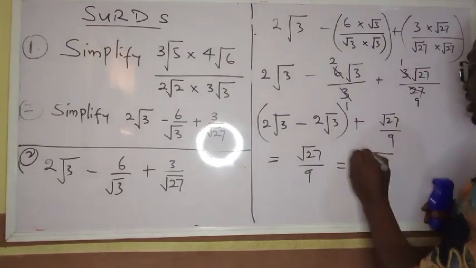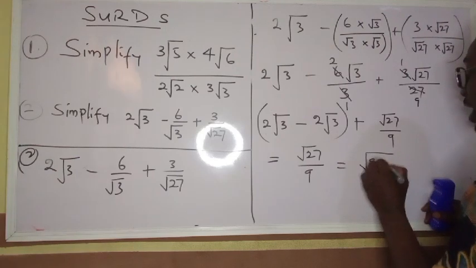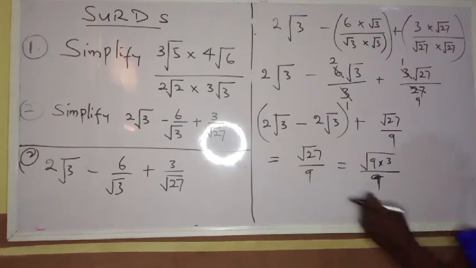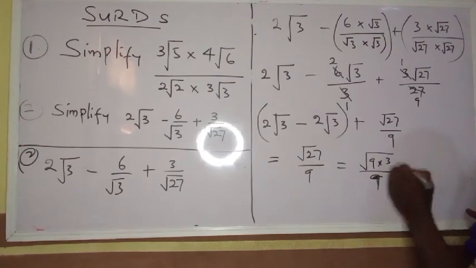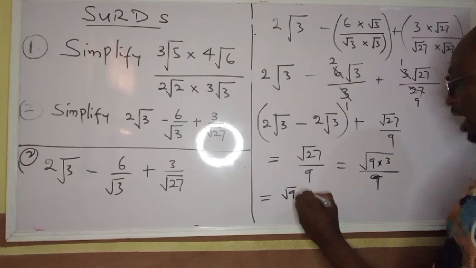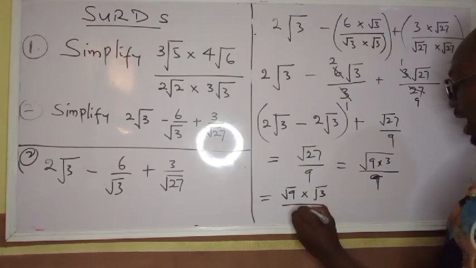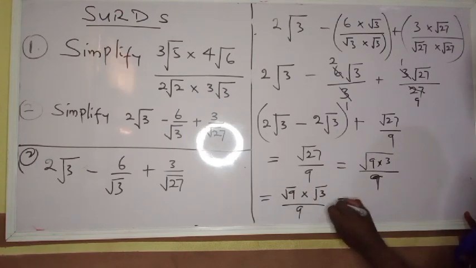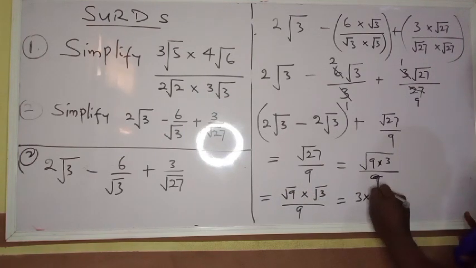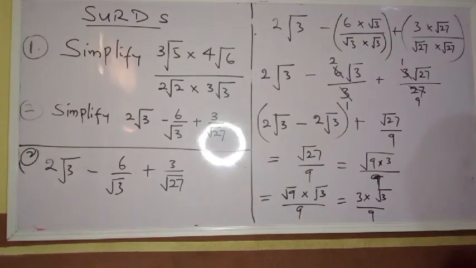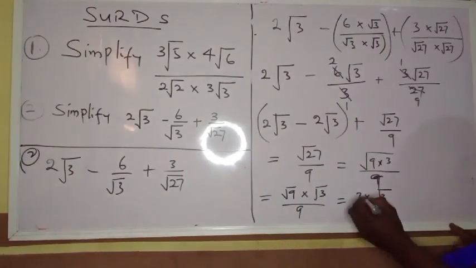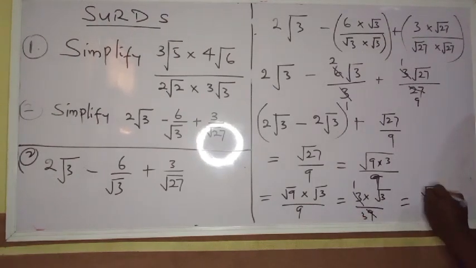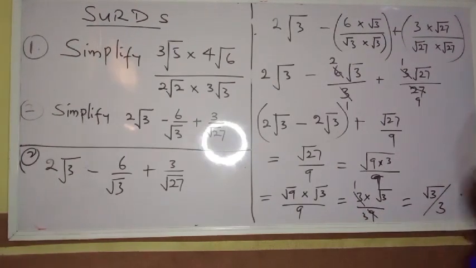Now, root 27 is the same thing as root of 9 times 3 all over 9, because 9 times 3 is 27. So we can also say that root 9 times root 3 all over 9. So now, the square root of 9 is 3, times root 3 all over 9. Alright, I hope you are with me. So 9 here 1, 9 here 3. So the final answer will now be root 3 all over 3.